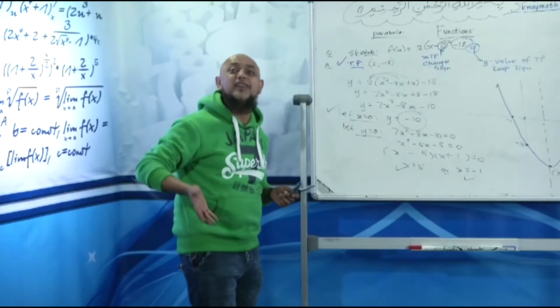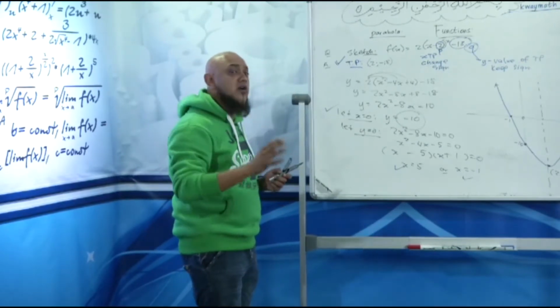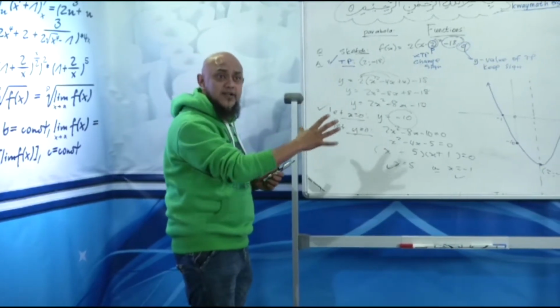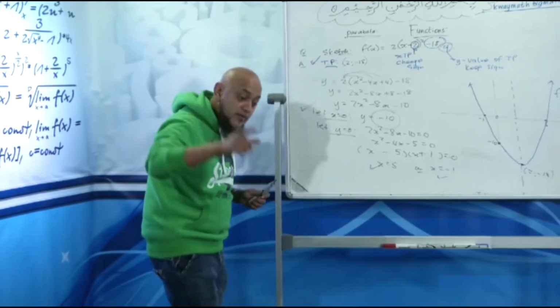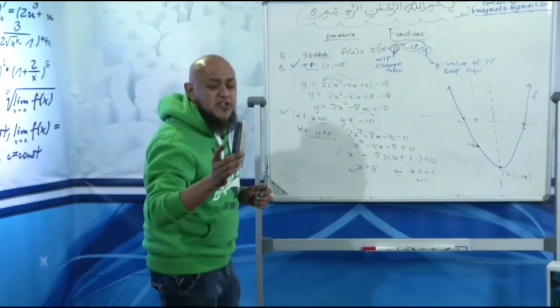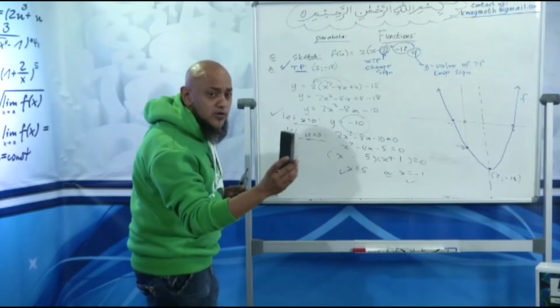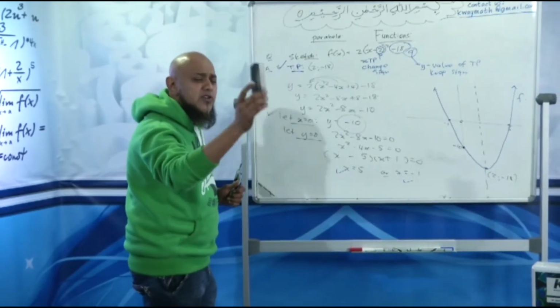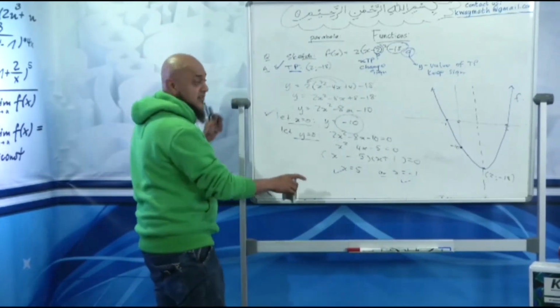Let's now do the reverse of this, guys. We're now going to give you the graph with a turning point, and we're now going to ask you to determine its equation. Absolutely critical, absolutely crucial. Grade 10, 11, 12. Make sure you know this.